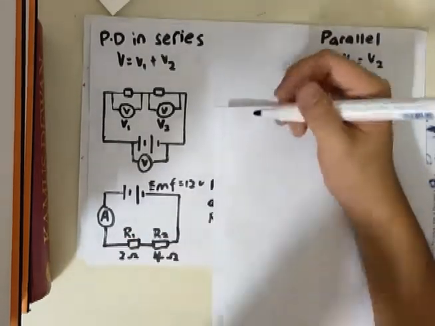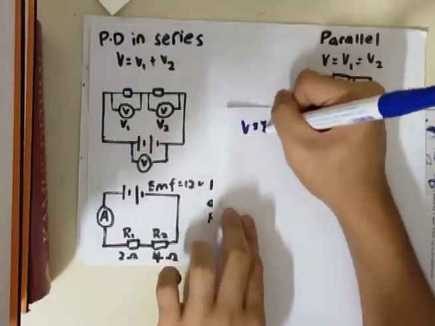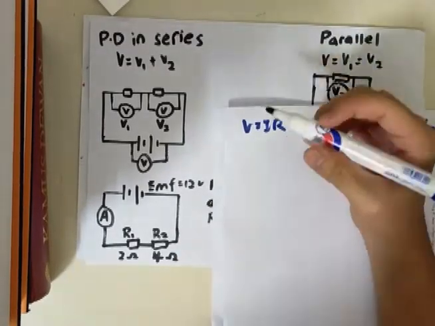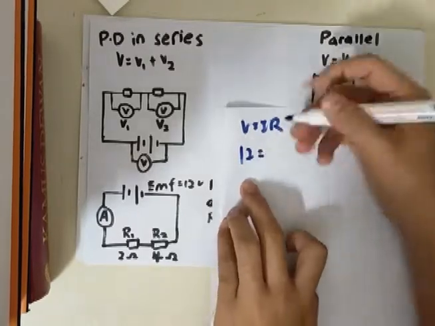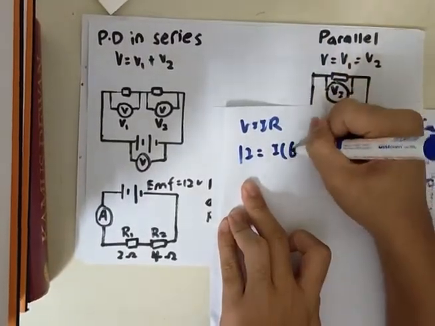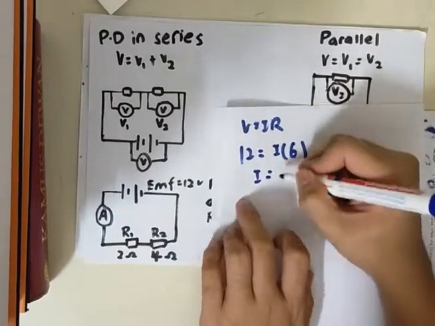Now we will have to write the formula down first. V equals IR. We don't have the current, so let's look for the current first. 12 equals I times (2 plus 4), so I equals 2.